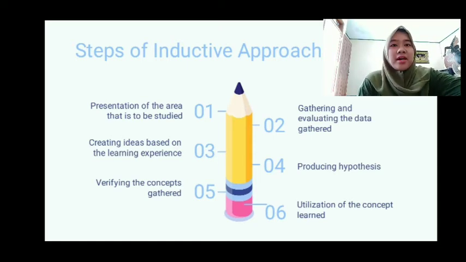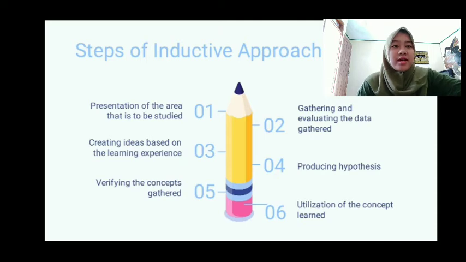And then the third step is creating ideas based on the learning experience. In this step, the students produce questions or share their opinions about the topic. With this inductive approach, students are expected to be more active in discussing and giving their opinions on a topic. They will share their ideas in handling a problem, and it is hoped that students can improve their speaking too.